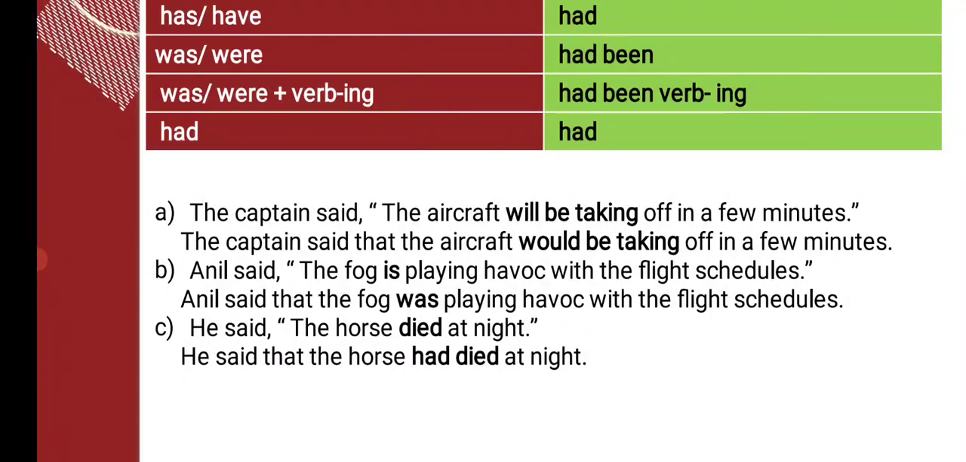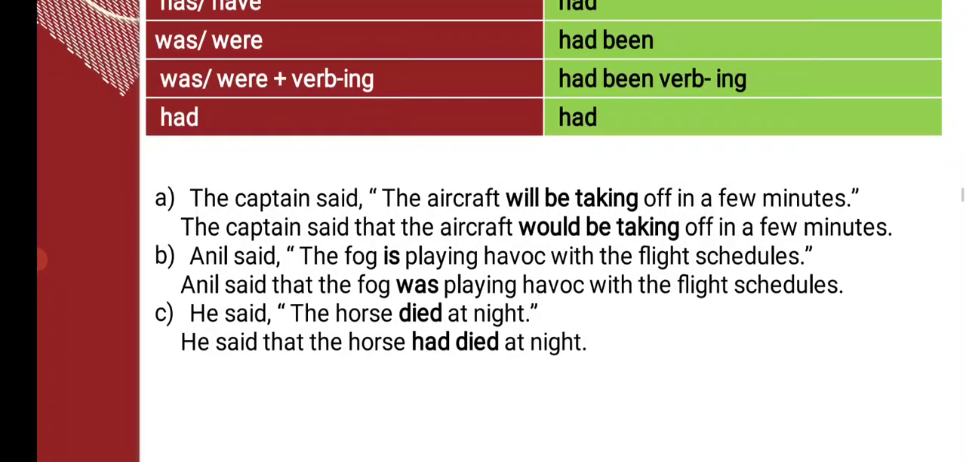For example, Anil said, "The fog is playing havoc with the flight schedules." Then again, Anil said that the fog was, because it is present continuous, and in indirect speech it will become past continuous. So Anil said that the fog was playing havoc with the flight schedules. And then he said, "The horse died at night." This is simple past, so it will become past perfect in indirect speech.